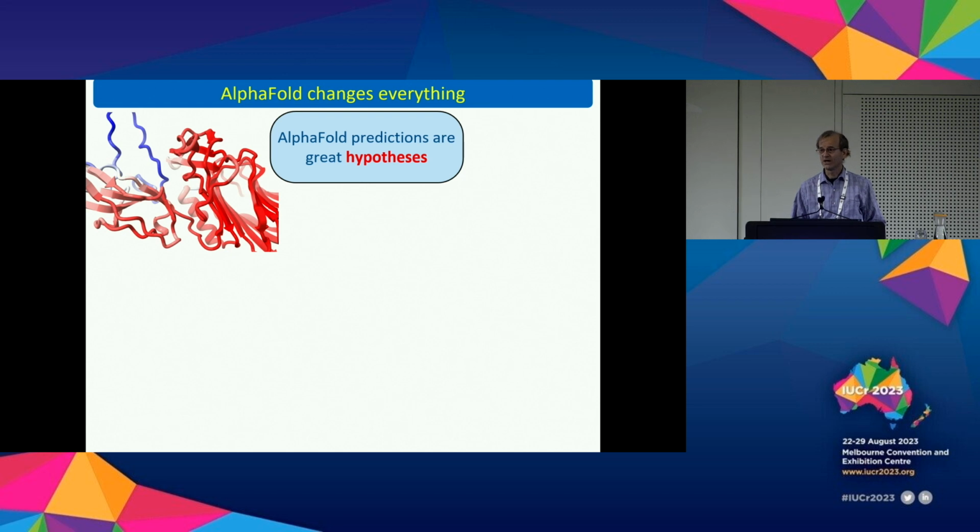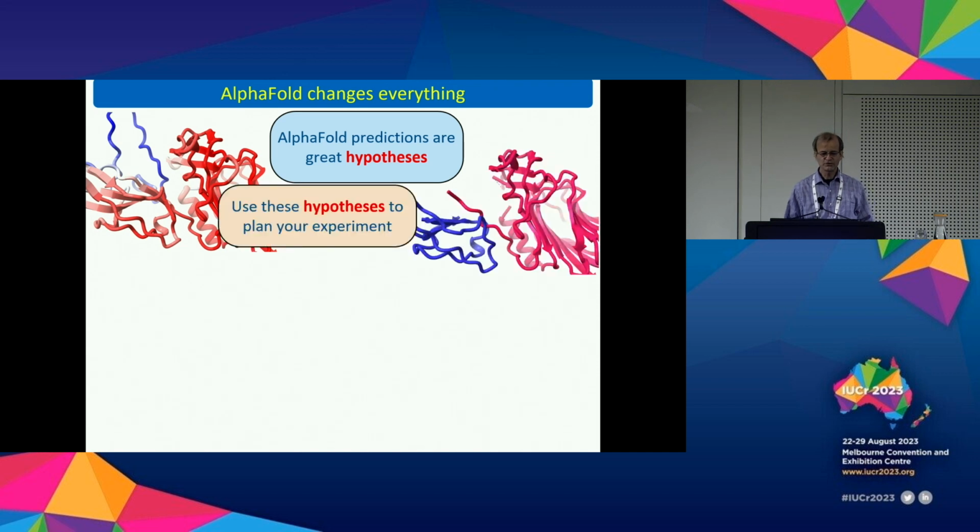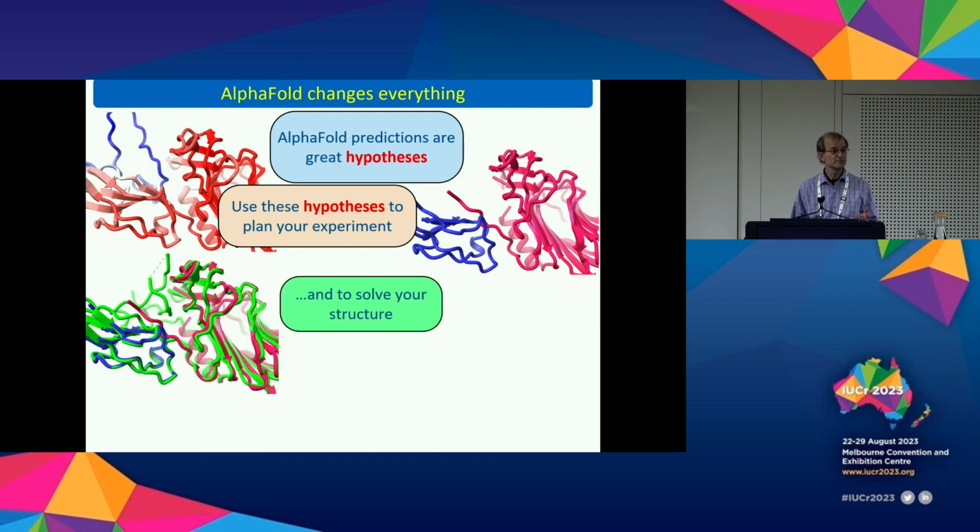So AlphaFold models, AI models, they're great hypotheses. So if you listen to nothing else I say during my talk, just go home with that message. They're hypotheses. They're great hypotheses. Use them like hypotheses. You can use them to plan your experiment. Where are my domain boundaries likely to be? So where might I cut when I'm going to design my constructs? Use them to solve your structure.